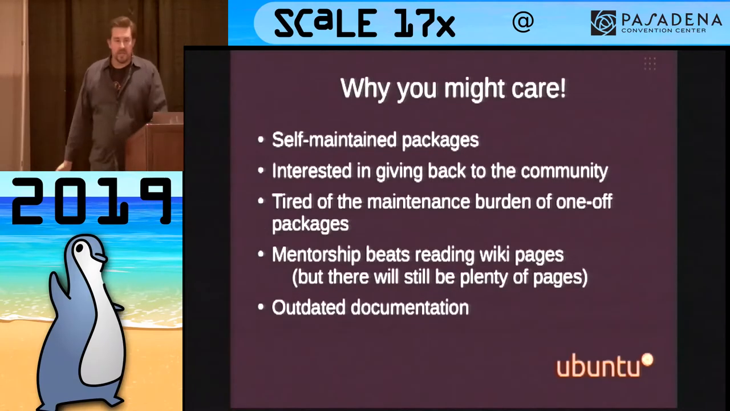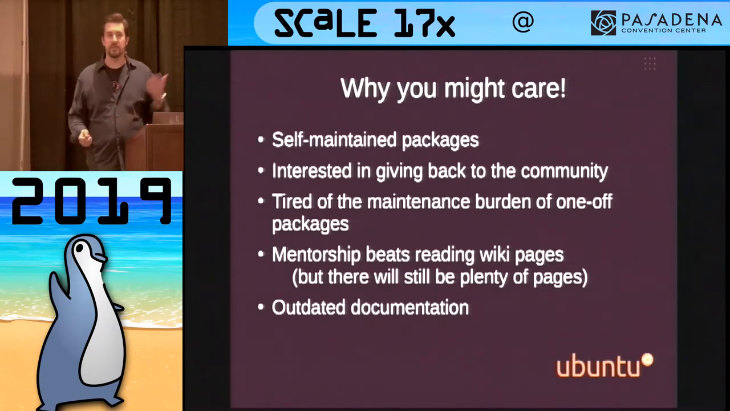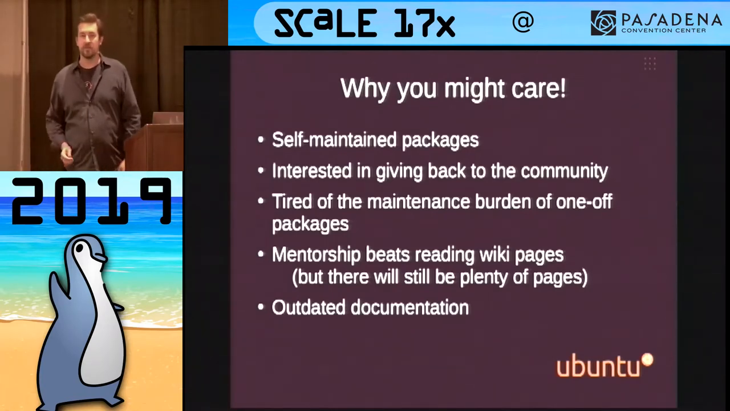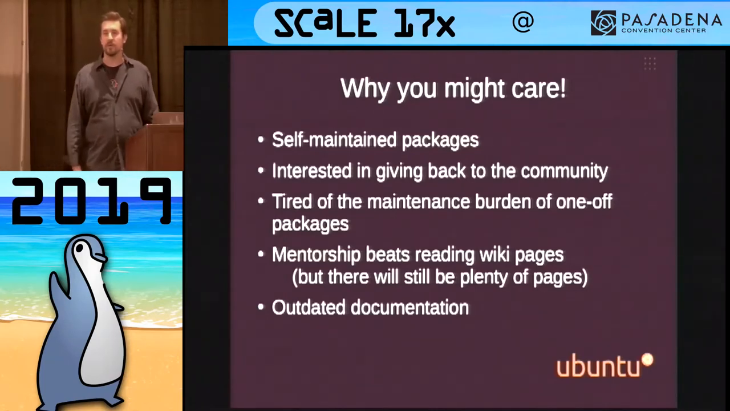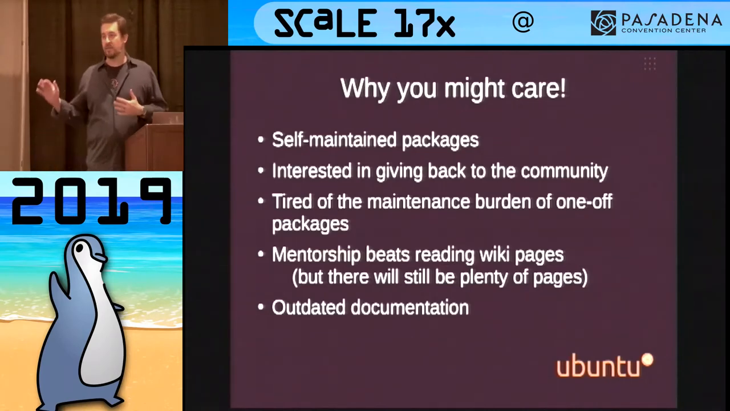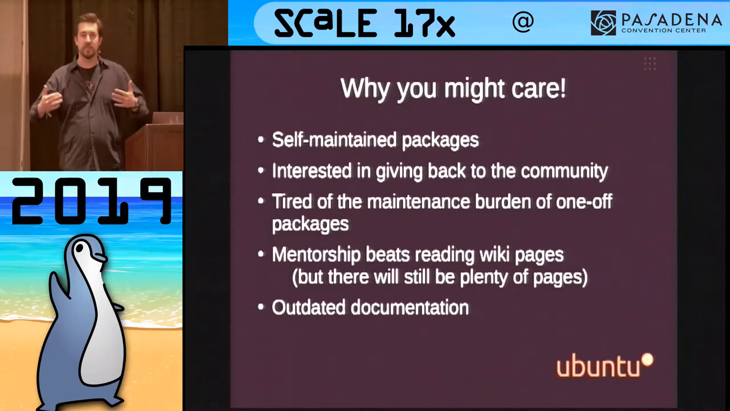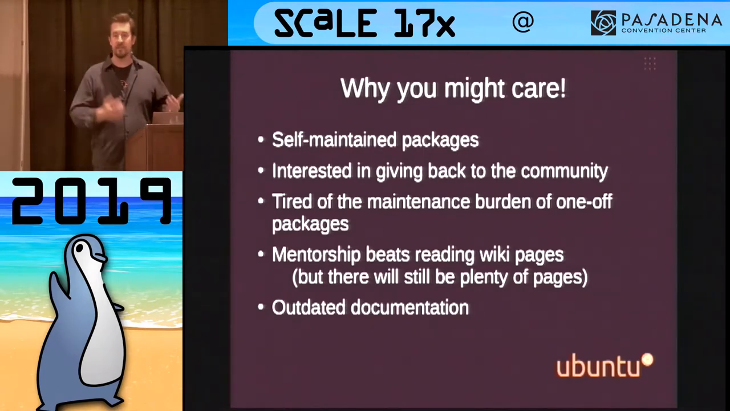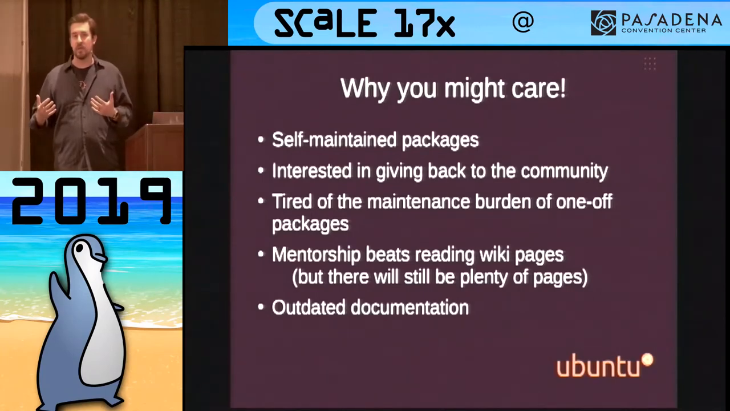All right, so why you might care. Does anyone here have self-maintained packages on Ubuntu? Basically, you found a bug in a Python script and then you went and manually hacked a fix for it. Or you have a MySQL server that you needed to add a patch to. That is what we're going to cover here today, is really how to fix those things officially, create a Debian package from it, and then push it back into Ubuntu so that the rest of the community actually benefits from that.